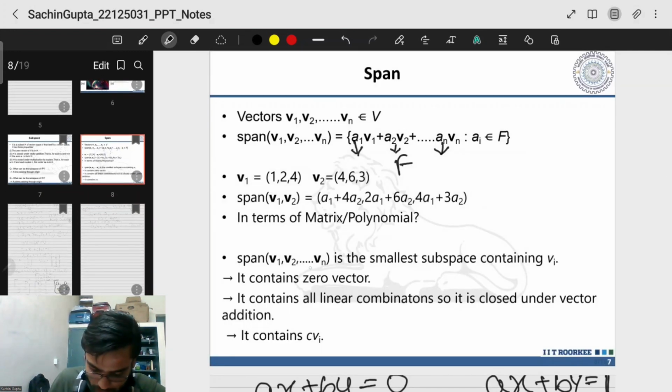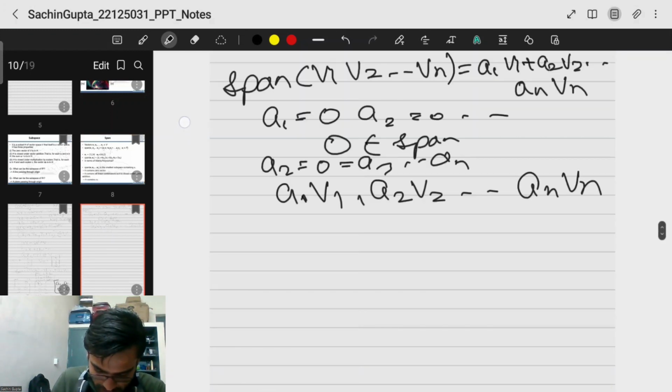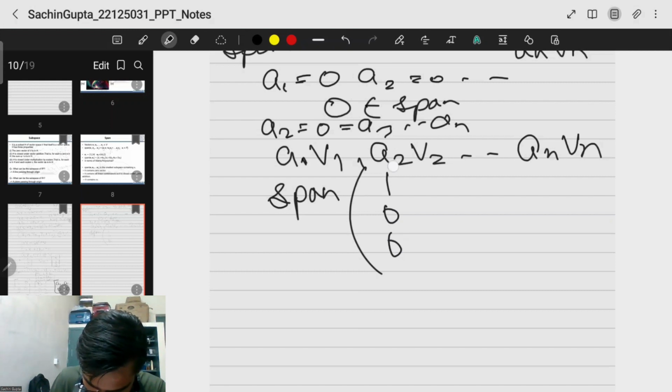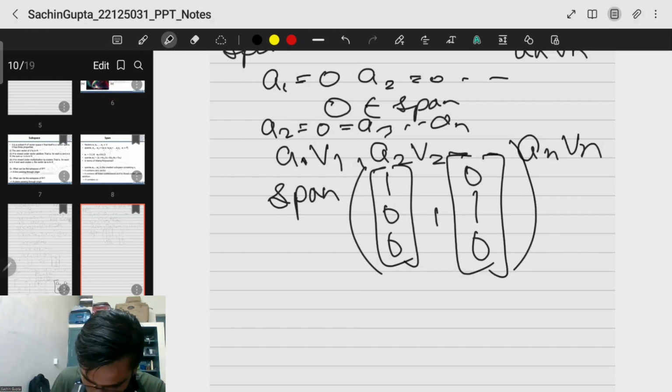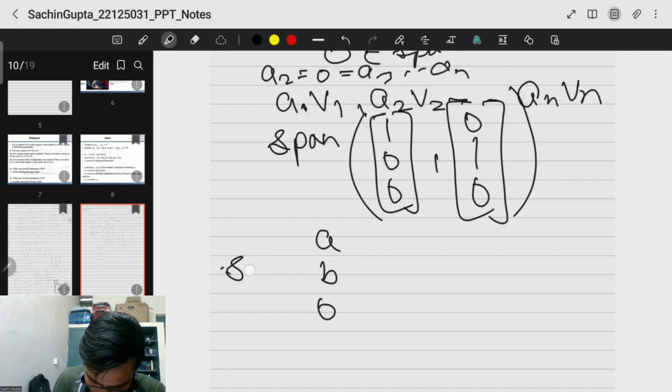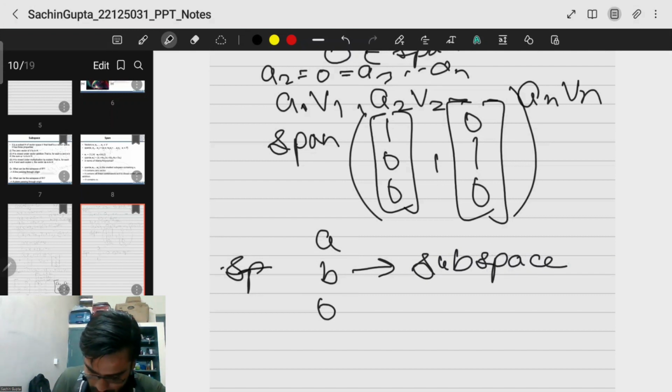So we have proved that span of v1 up to vn is a subspace, but now why is it the smallest? For that I will give you an example. Suppose I have a vector space of 1 0 0 and 0 1 0. So we can say that the span of this will contain a b 0. It is a subspace which contains these elements.